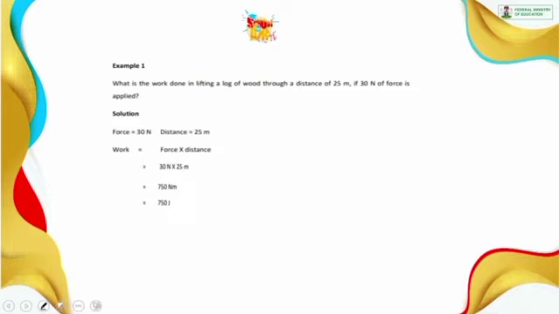Now, we know that work is force times distance, right? Good. Now, what is force? 30 Newton, as it is given to us in that equation. While distance is equal to what? 25 meters. So to calculate work, you would say 30 Newton times 25 meters. That will give you 750 Nm, which is the same thing as 750 joules. So the work done in that equation is 750 joules.